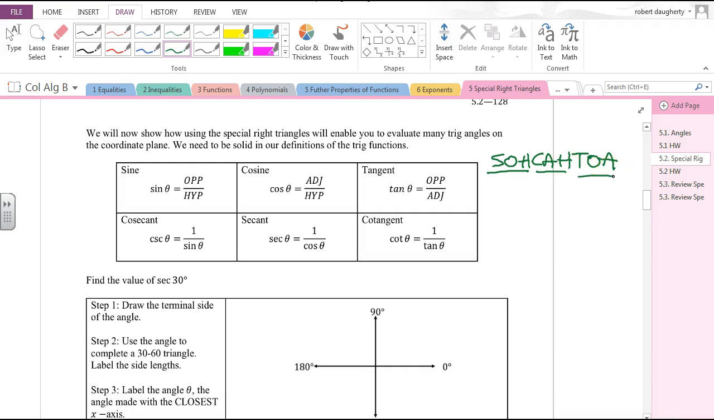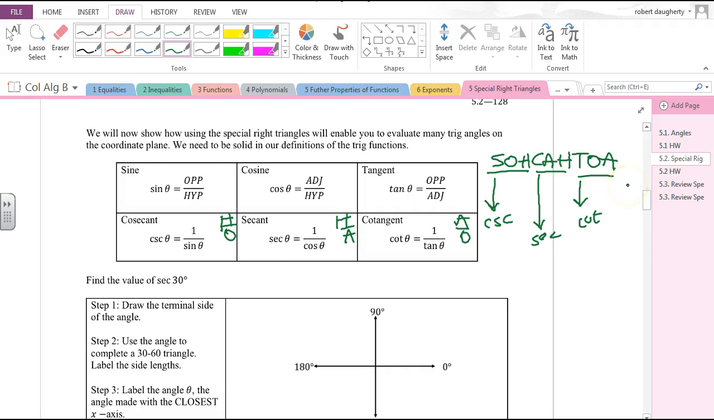What was the reciprocal function of sine? It's also written up here. Sine goes with which one? Cosecant. Cosine goes with which one? Secant. And tangent goes with cotangent. So the cosecant is hypotenuse over opposite. Secant is hypotenuse over adjacent. Cotangent is adjacent over opposite. These are just the reciprocal functions. So you've got to know this. This is something we learned when we started out in the unit.